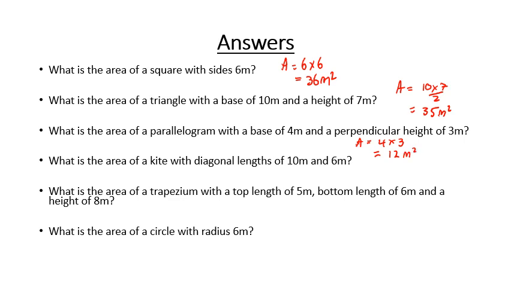The area of a kite is you multiply the diagonals and then divide your answer by 2. So the area would be 10 times 6 all over 2. Therefore the area would equal 30 meters squared. The area of a trapezium with a top length of 5, a bottom length of 6 and a height of 8 meters is equal to 5 plus 6 all over 2, and then you multiply your answer by 8. The total area would be 44 meters squared.